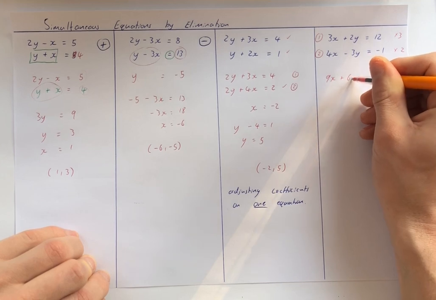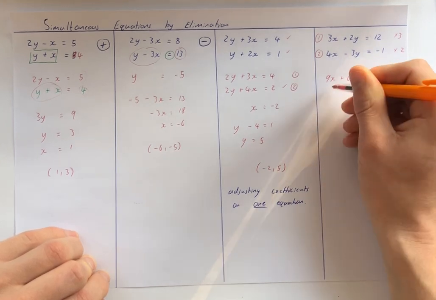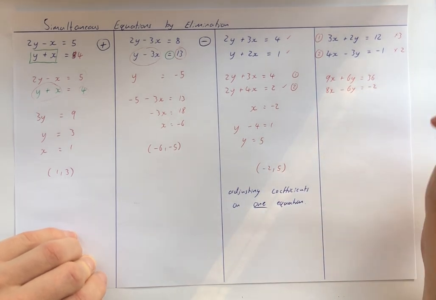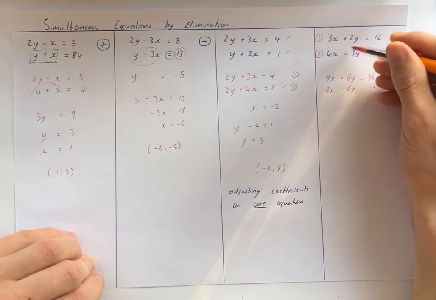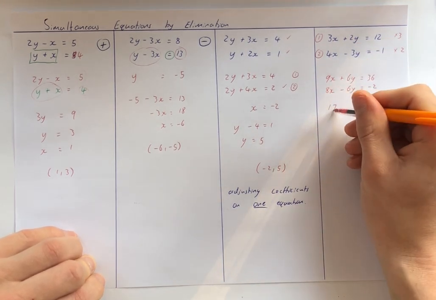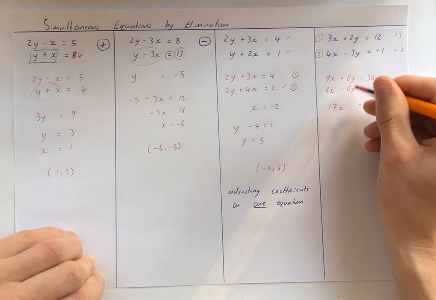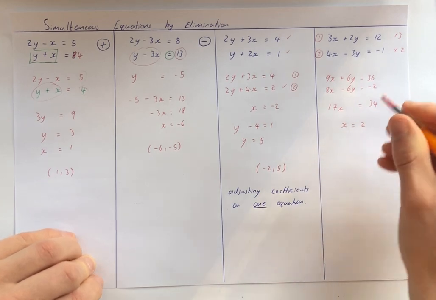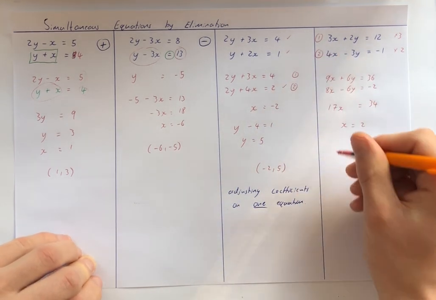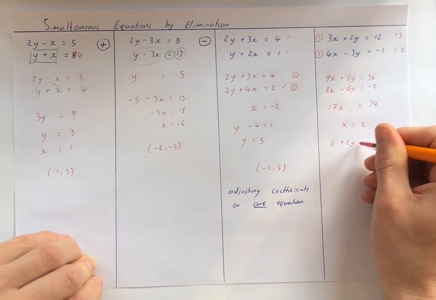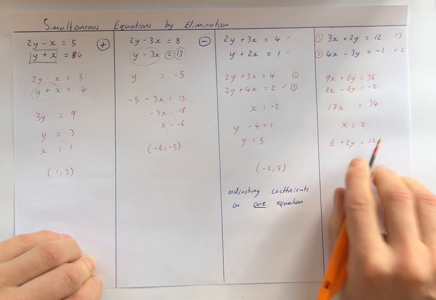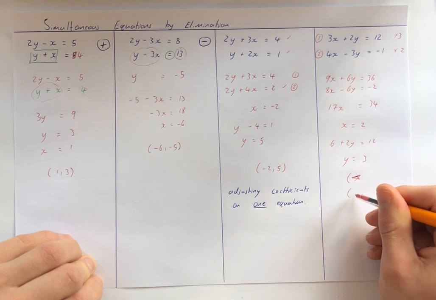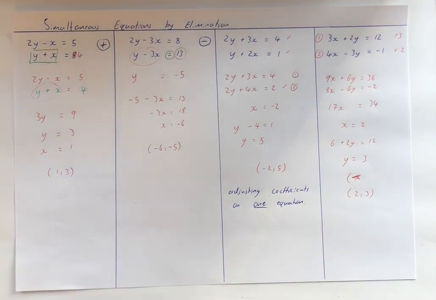9x plus 6y equals 36. Then I got 8x minus 6y equals minus 2. The reason I'm doing the y is because I like to just add stuff. So 9 and 8, 17x, and the y's are cancelling, and I have 34. So x equals 2. Now I'm going to plug this 2 back into this first equation. 6 plus 2y equals 12. 6 plus 6 is 12, so y must be 3. 2, 3 is your solution.